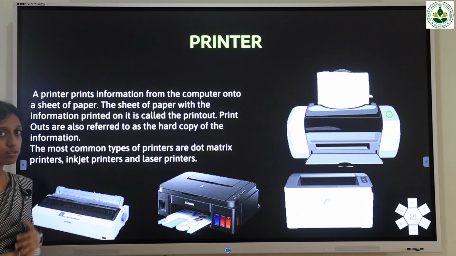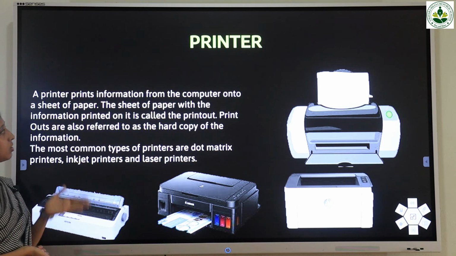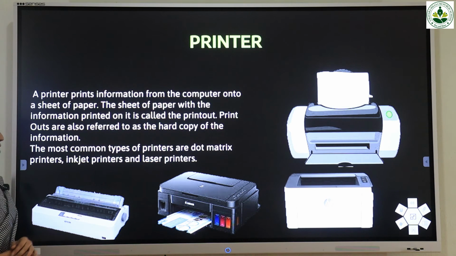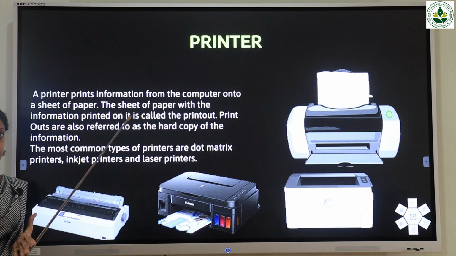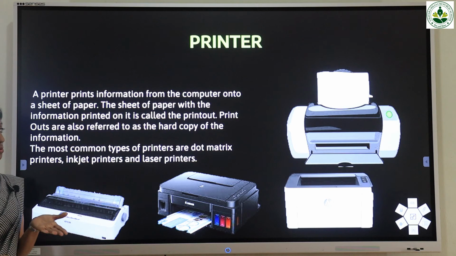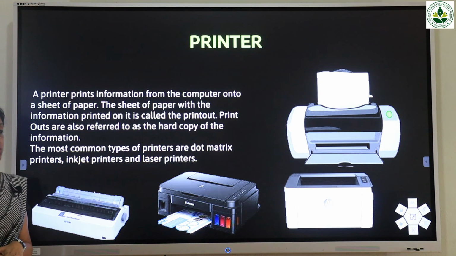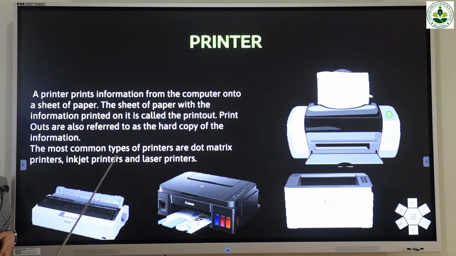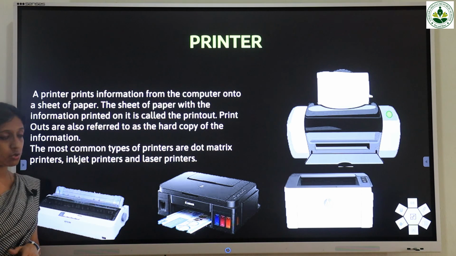So printers are a hardware device that help us to take the information from the computer in a printed form. What we get from the printer is known as a printout. Printouts are referred to as the hard copy of the information. Whatever information we enter into the computer can be taken out as a printout, and this printout is the hard copy of that information. The common types of printers are dot matrix printers, inkjet printers and laser printers. These are the 3 main types of printers.